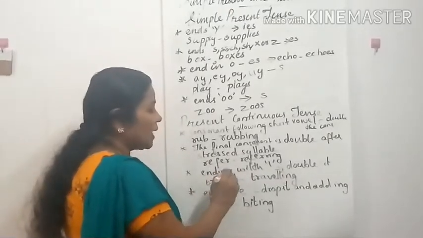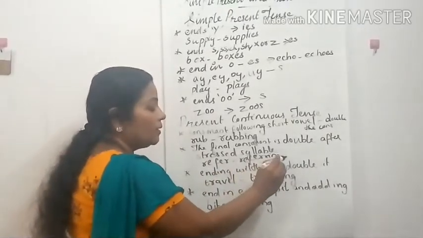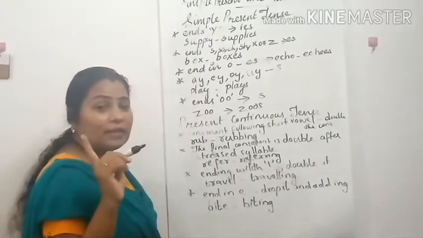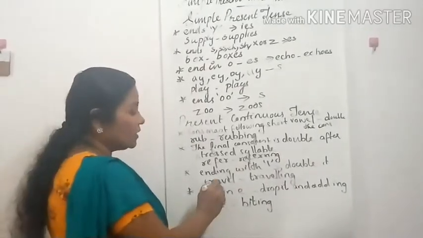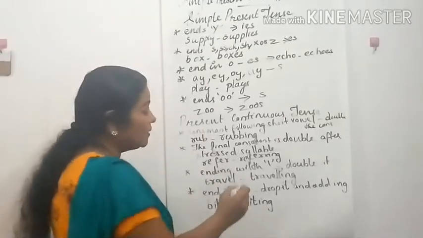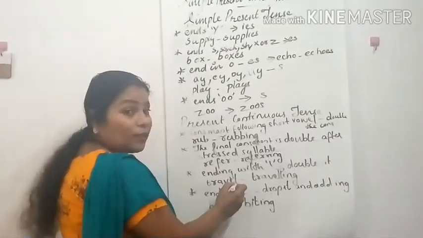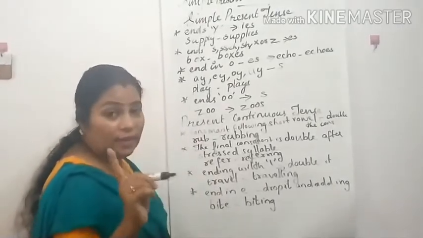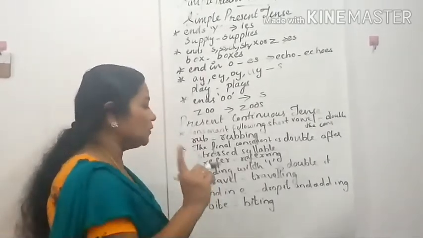The next one is ending with l, double it. That means the word that ends with the letter L, like in the case of travel. Travel, its spelling ends in L. So you have to double that L and add ing to it.